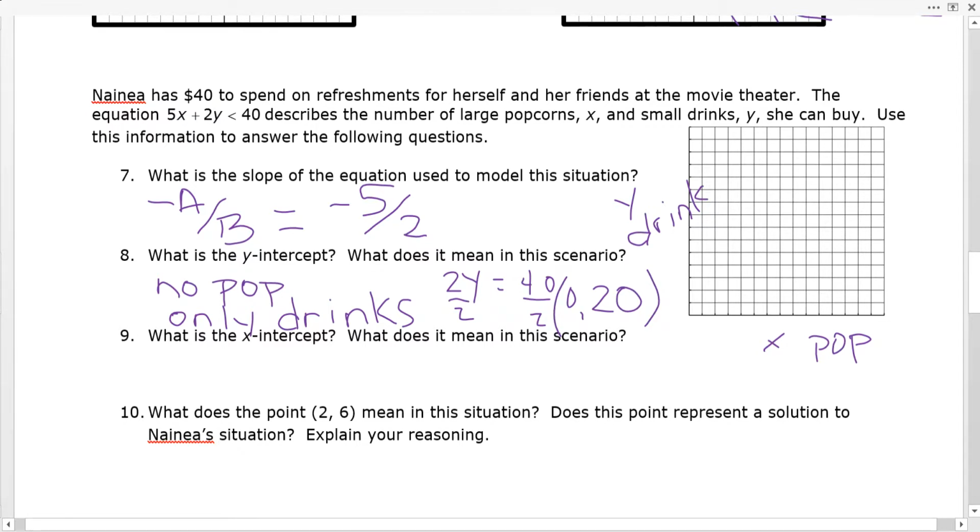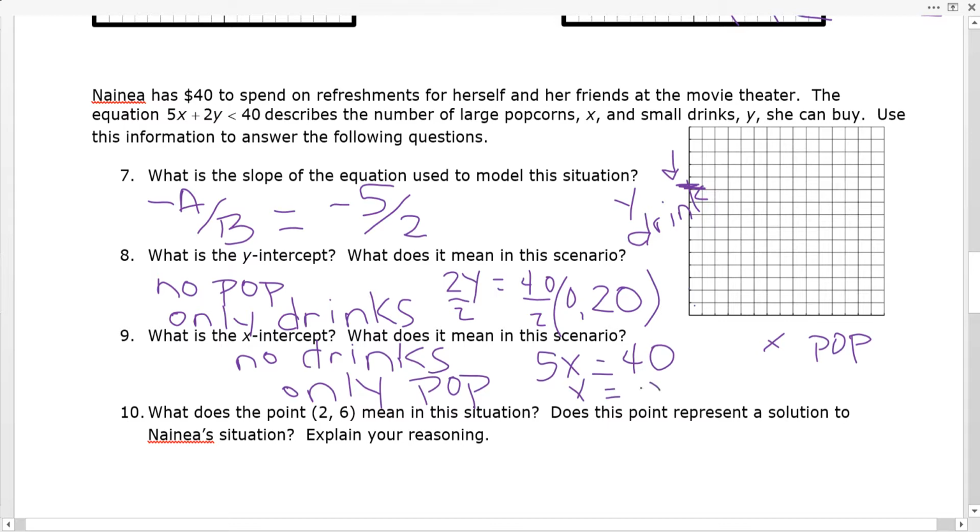And when I look at this little graph over here, I can't count by ones because there's not enough room. So I'm going to count by twos. So I'm going to have 2, 4, 6, 8, 10, 12, 14, 16, 18, 20, which is, of course, right in the middle of where I wrote that word. So that's going to be my y-intercept right there. My x-intercept is going to be no drinks, only popcorn. So if I'm only buying popcorn, then 5x equals 40, x equals 8. So I can buy 8 popcorns if I don't buy any drinks.